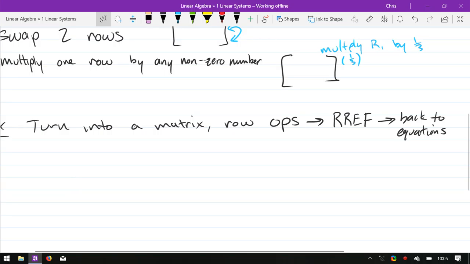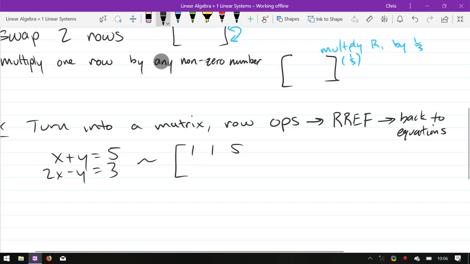All right, so our first system: x plus y equals 5, 2x minus y equals 3. So step one, turn it into the matrix: 1, 1, 5, 2, minus 1, 3. So there's our first step.